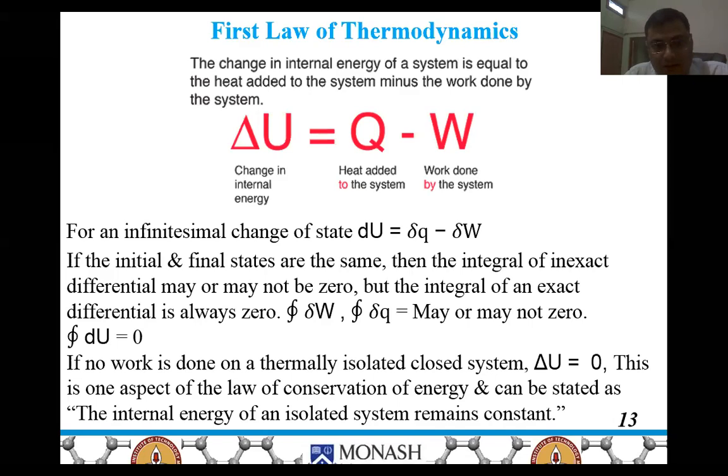So the cyclic integral of delta W, or the cyclic integral of delta Q, may or may not be zero. Also, the integration over a cycle for dU will be equal to 0 as the initial and final state are the same. If no work is done on a thermally isolated closed system, then delta U is equal to 0. And this is one aspect of the law of conservation of energy and can be stated as: the internal energy of an isolated system remains constant.